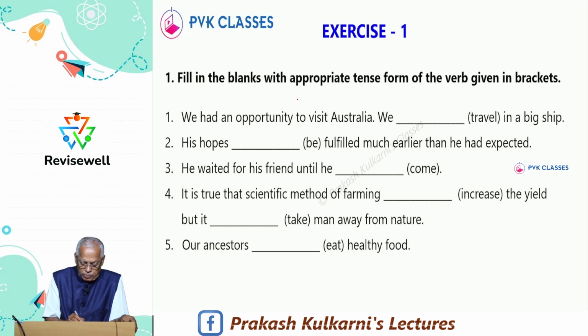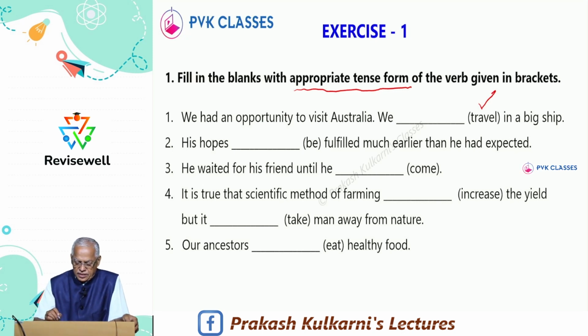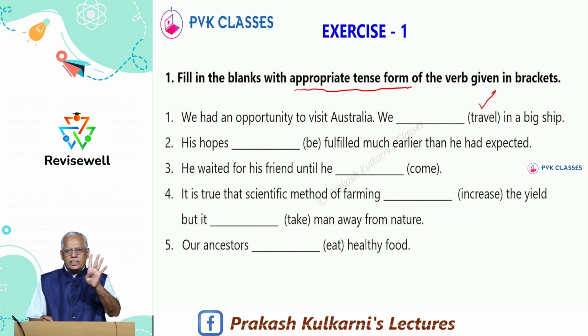So, this is very, very important. Appropriate tense form of the verb given in brackets. Now, please note that it is given in brackets. So, here the word travel is given in brackets and it is a present tense verb. Always in the brackets they give the present tense verb. That is the first form of the verb. First form means travel, traveled, traveled, traveling, to travel. So which form of the verb should we use out of 5?